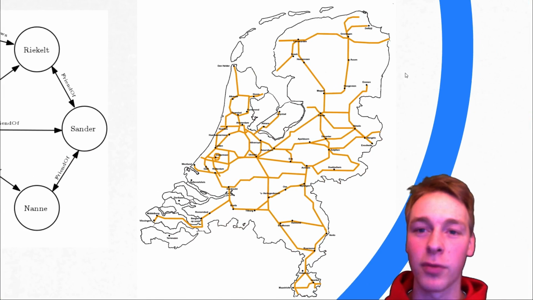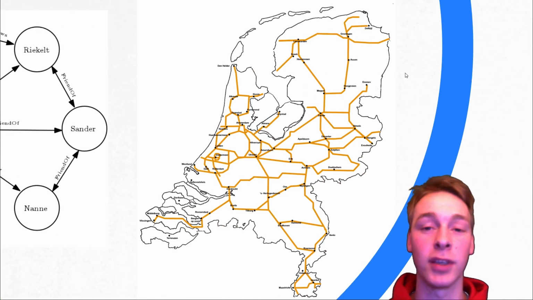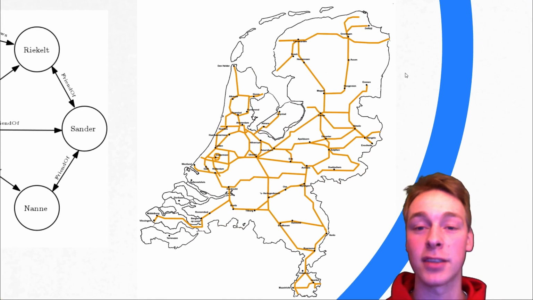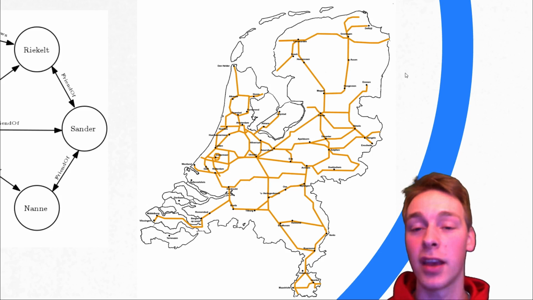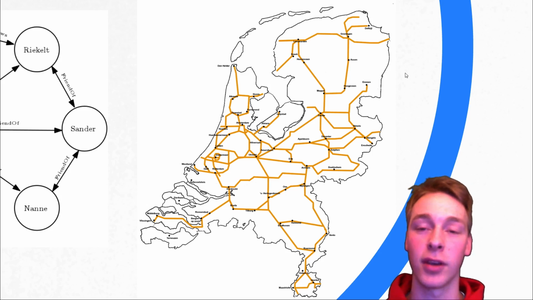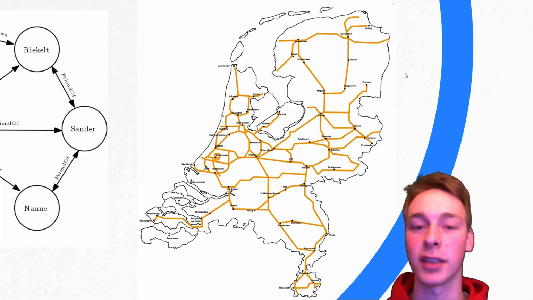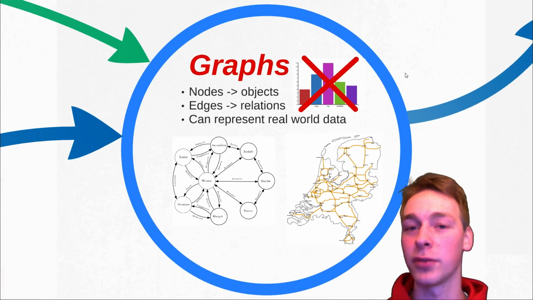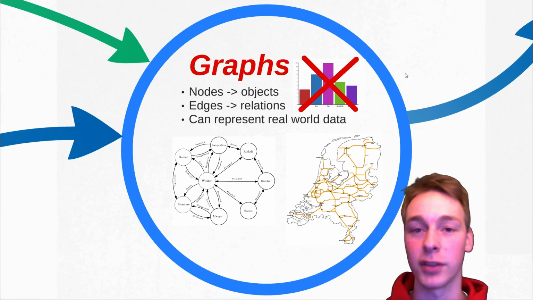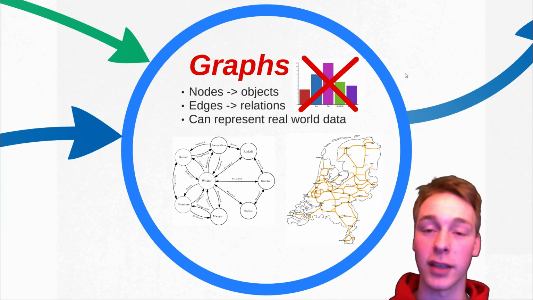Another type of graph is the Dutch railroad system. In this case, we can model the nodes as railway stations and the tracks as edges. And in this way, we have a graph of the Dutch railway system. These types of graphs can come in useful when you want to do certain kinds of graph analysis, because you can represent real-world data as graphs.